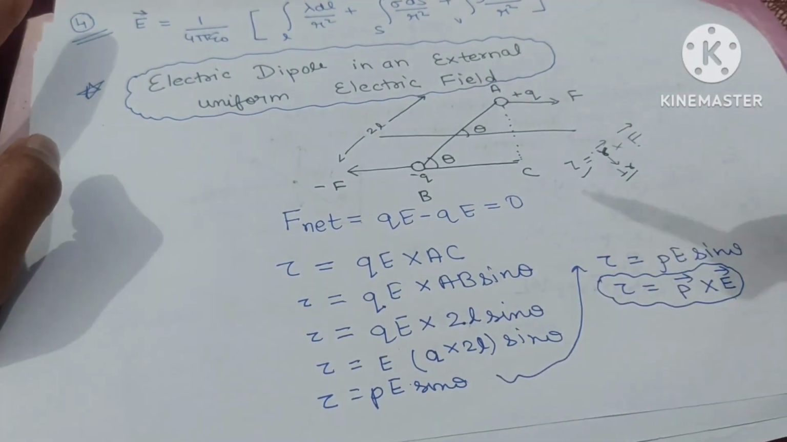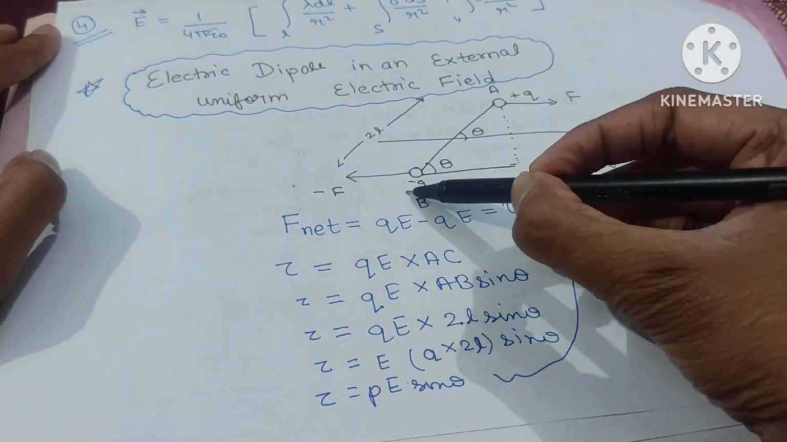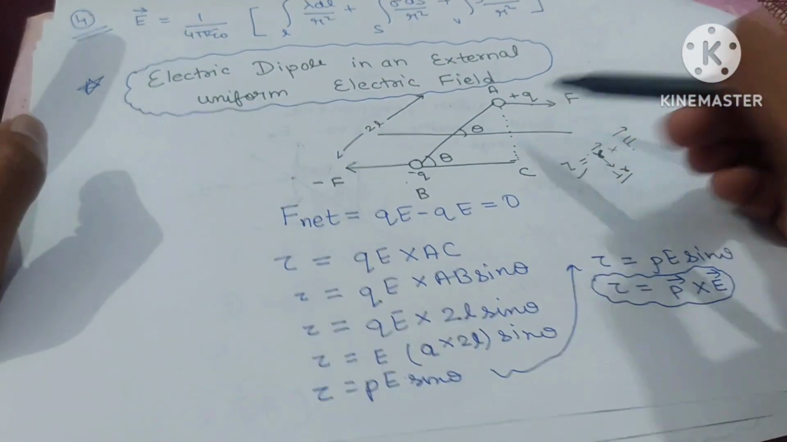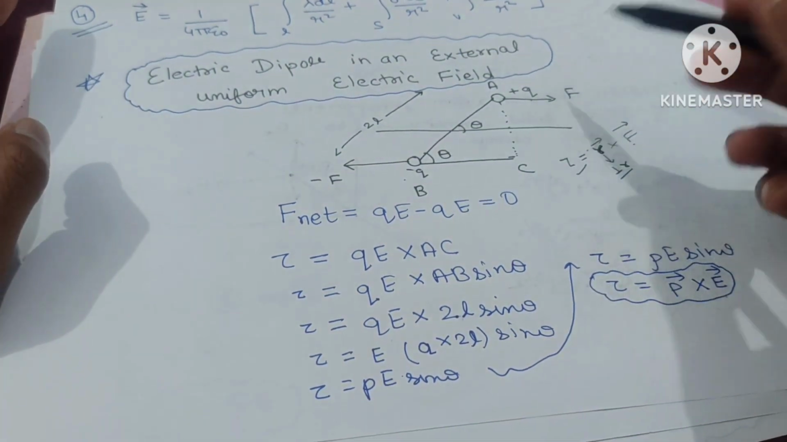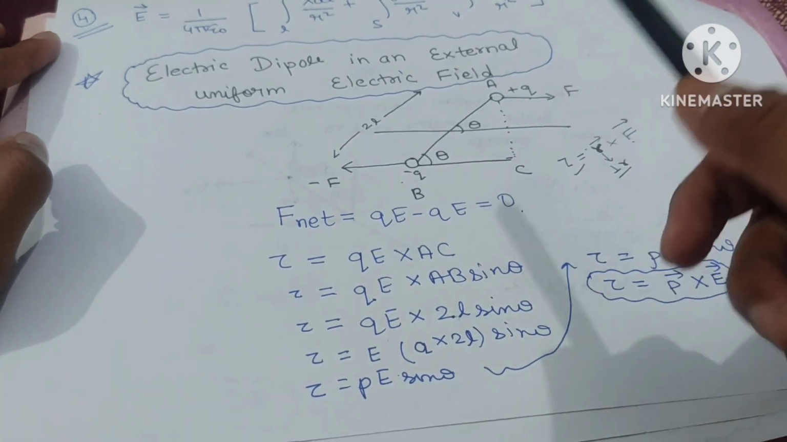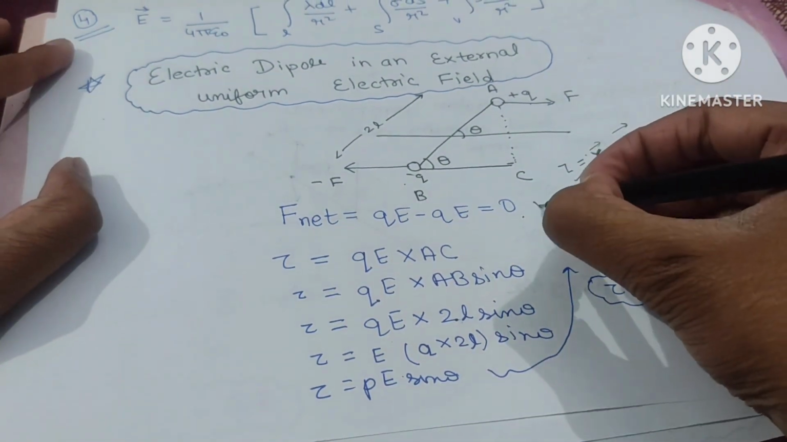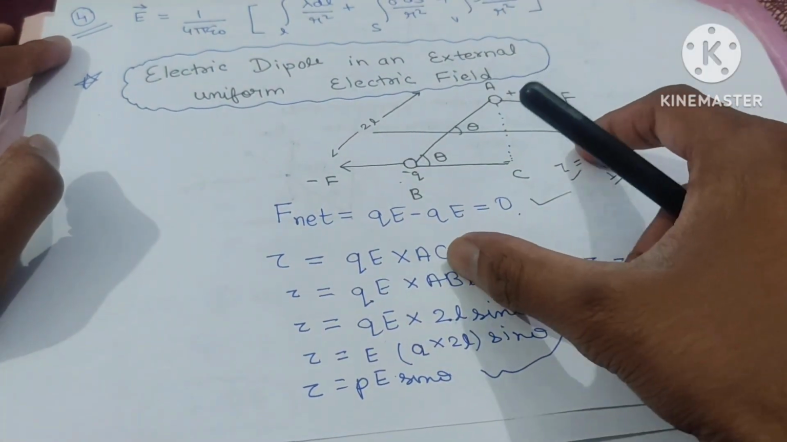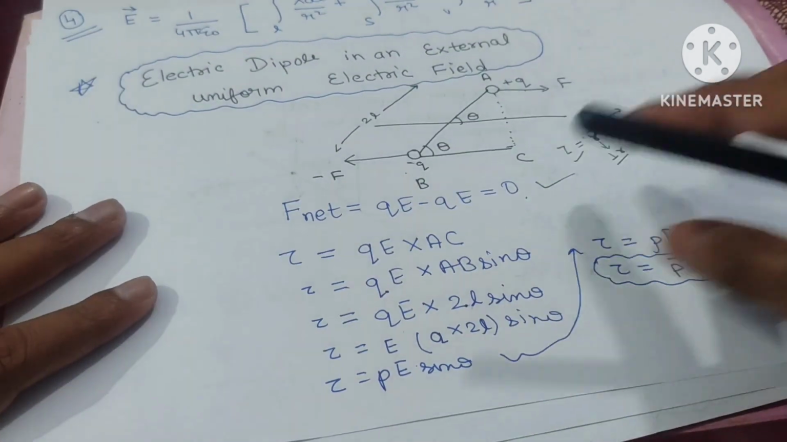Before we find the tau, we'll deal with the F net. We know there is a minus q charge here and a plus q charge here. If we add minus qE and plus qE, it will become 0. So there is no net force involved. That means there is a torque involved even though there is no net force.